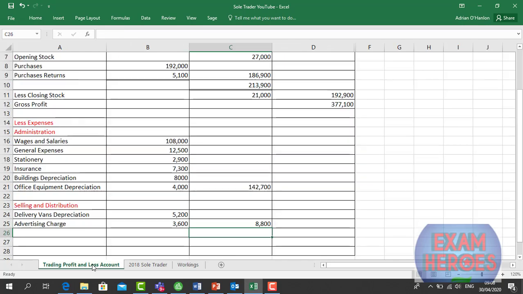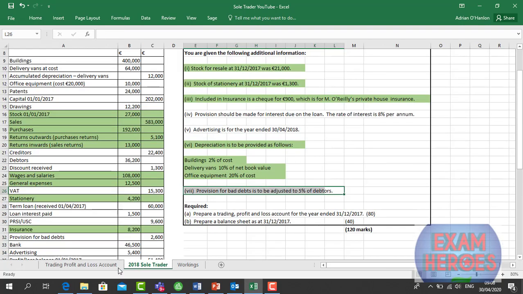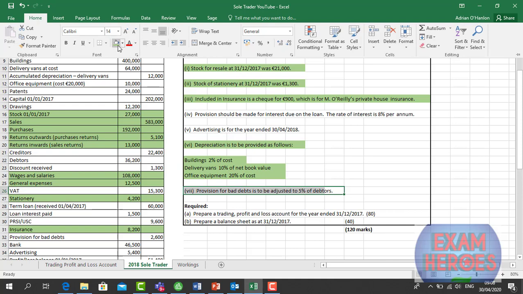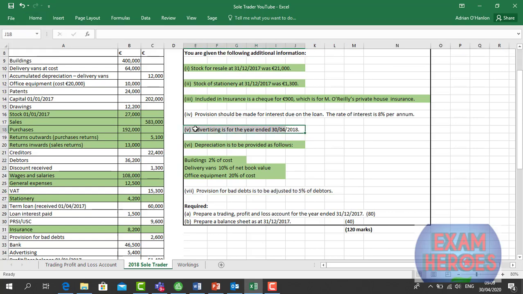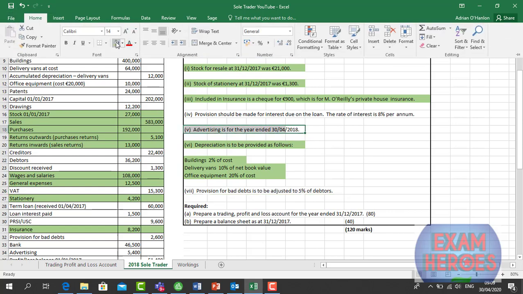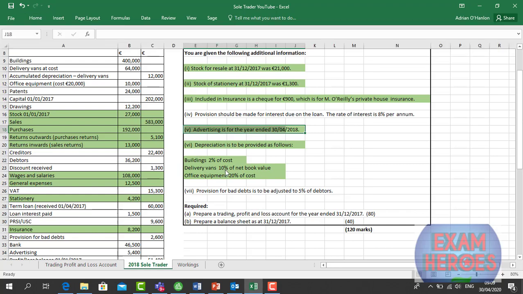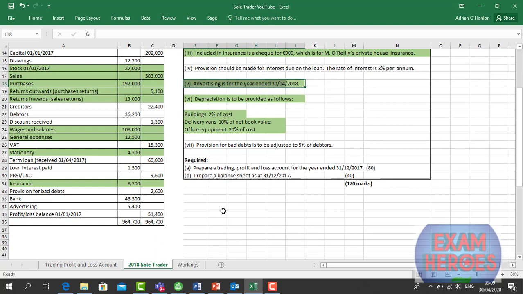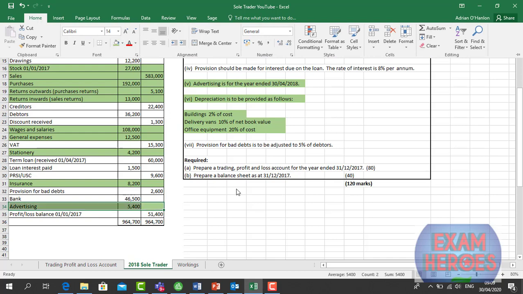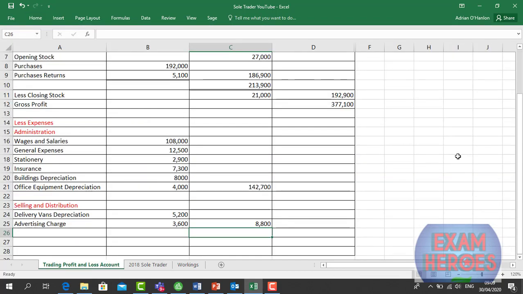Okay, so come back in here to the trading profit and loss. Sorry, what I'll do actually first is just highlight what I've covered, okay? So we've already covered advertising, just to highlight that as well. Okay, and that has been highlighted as well, actually. That's been covered. Okay, so come back into my trading profit and loss.